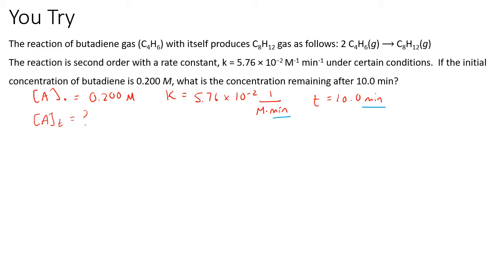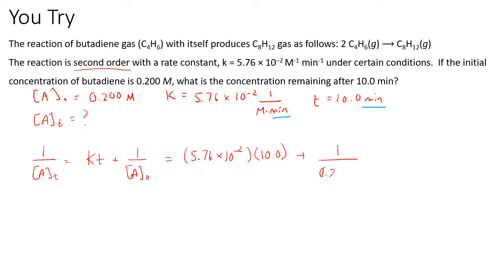So since we know that this is a second order reaction, we're going to start with our second order integrated rate law. 1 over A sub T is equal to K times T plus 1 over our original concentration, A0. We can plug in everything on the right-hand side of the equation. We know what K is, 5.76 times 10 to the negative 2. We know what T is, 10 minutes, plus 1 over our original concentration, so 1 over 0.200. That will give us 1 over A sub T.